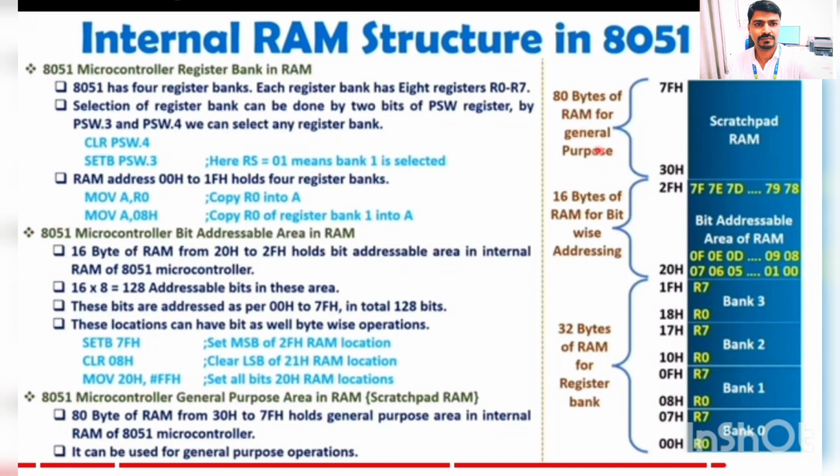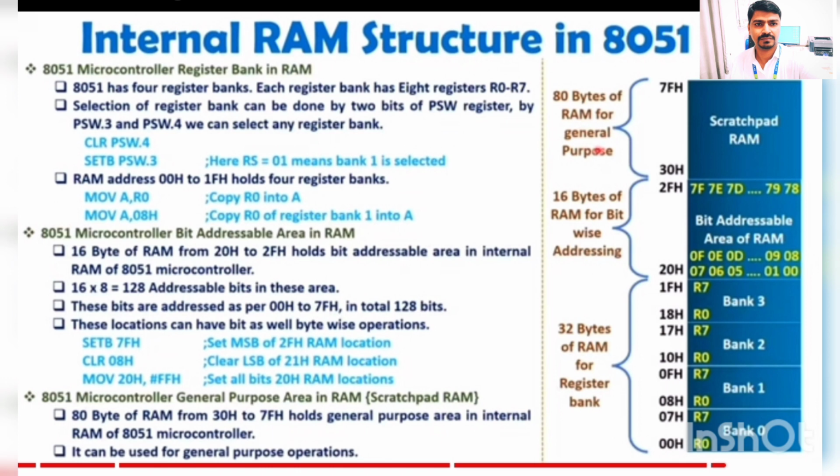Then, if you carefully observe the addresses of these banks, they are uniquely recognized by the microcontroller from 00H to 1FH, and the remaining part of the internal RAM is 20H to 2FH. It is a bit addressable area, and the size of this bit addressable area is 16 bytes. Why can we call it a bit addressable area? Because from that area we can access individual bits. In the example, we have taken the set bit 7FH. 7FH is a single bit and we can set that single bit.